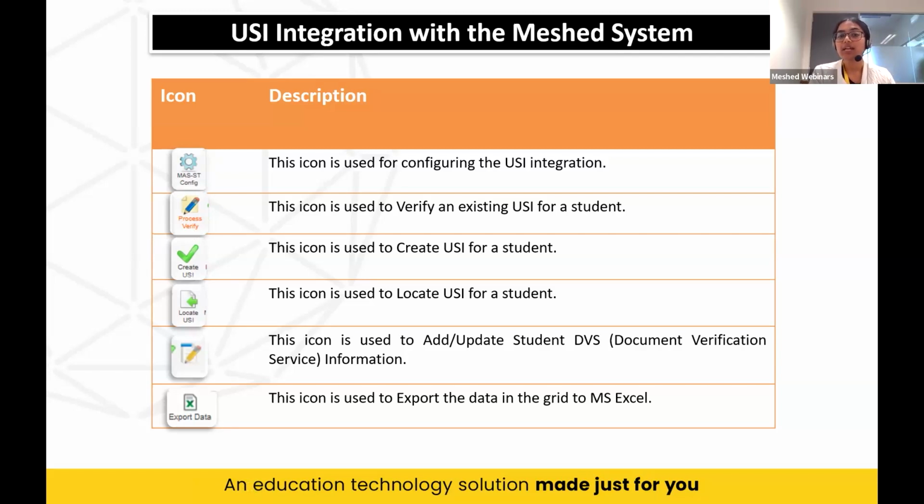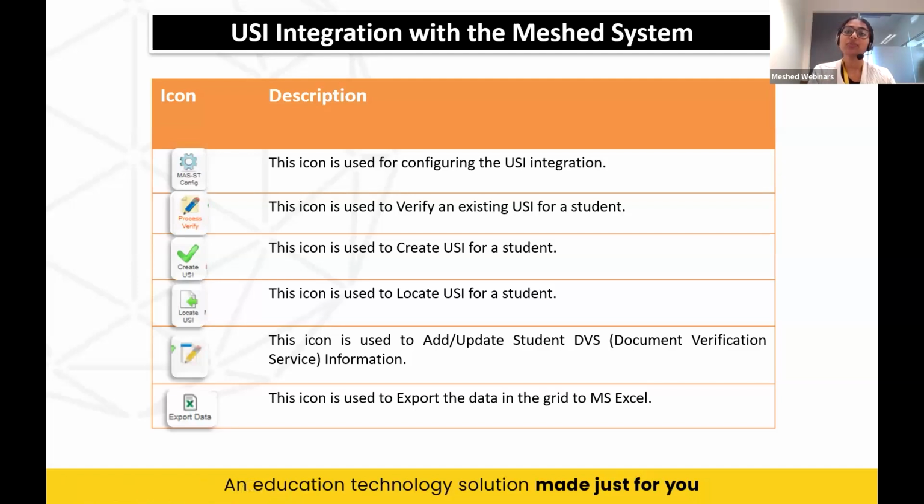Once you click on the USI tile on the home page, this is the page where you are taken. The third icon is the Create USI icon. Again, as the name suggests for itself, this icon allows you to create a USI for a student. Then we have the locate USI option, by which you can locate a USI.